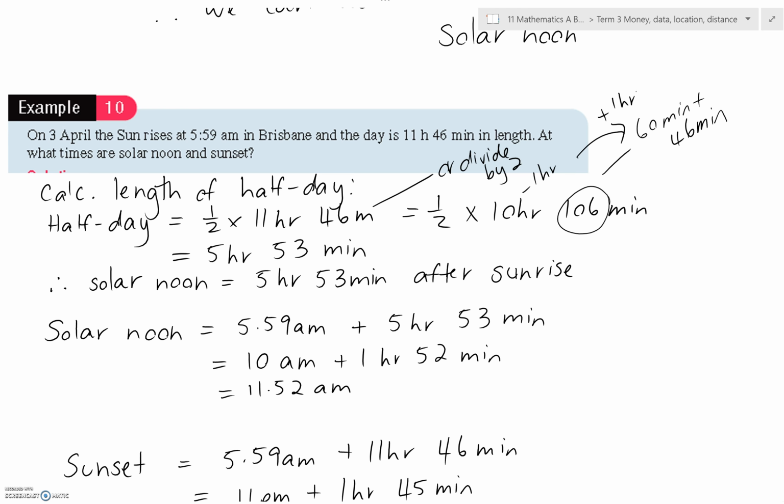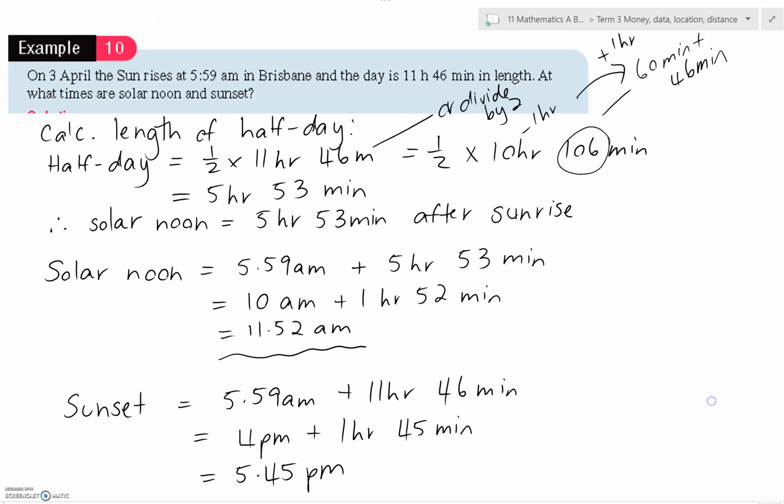So that tells us that solar noon is 5 hours and 53 minutes after sunrise, which we were told was 5:59 a.m. So once you know that, you can add them together to find out what time that is. So that would be at 11:52 a.m. and you can see the answer here. If there's any part of that you can't follow, please ask me and I will go through it with you in class.